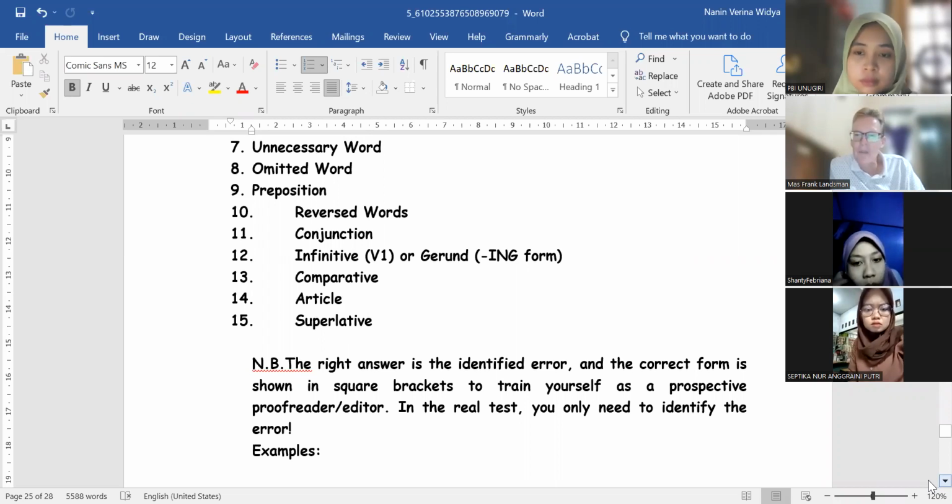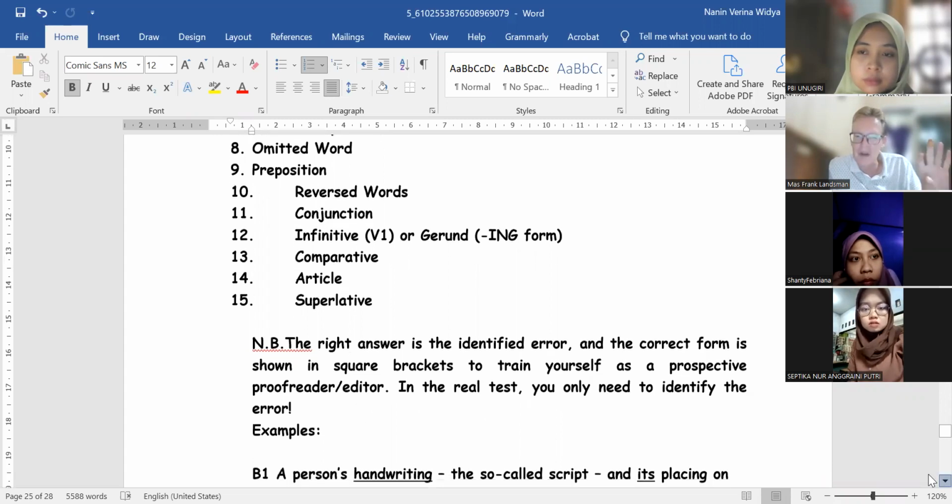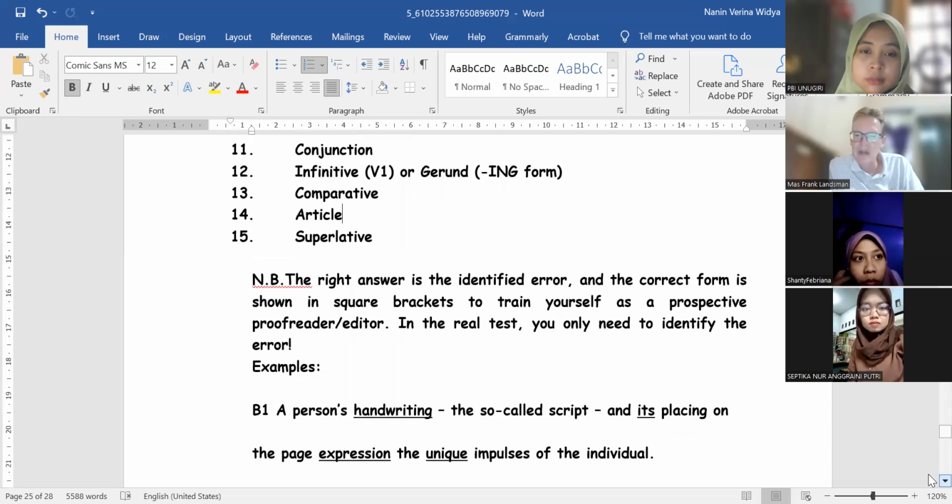So you know what to expect. The right answer for this kind of test is the identified error. Jadi jawaban yang benar adalah yang mana yang salah. Ya. And the correct form is shown in square brackets to train yourself as a prospective proofreader or editor. So you also get the correct form, the yang benar. Ya. In the real test, you only need to identify the errors.